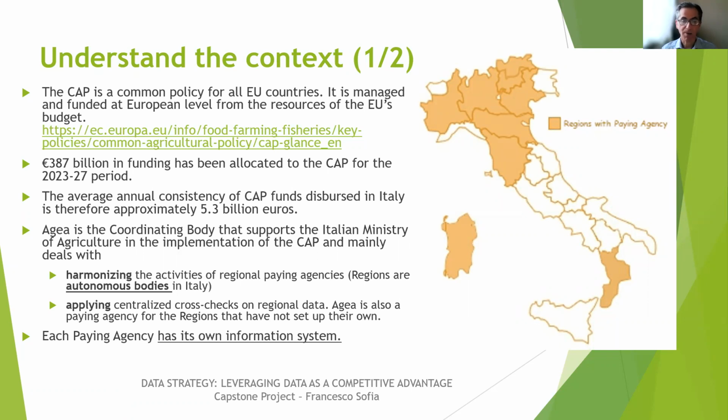AGEA is the coordinating body that supports the Italian Ministry of Agriculture in the implementation of the CAP and mainly deals with harmonizing the activities of regional paying agencies, PAs. Note that regions are autonomous bodies in Italy, and AGEA applies centralized cross-checks on regional data. AGEA is also a paying agency for the regions that have not set up their own PA. Each paying agency has its own information system. So in the map, you can see which regions have established a regional paying agency and which have not.